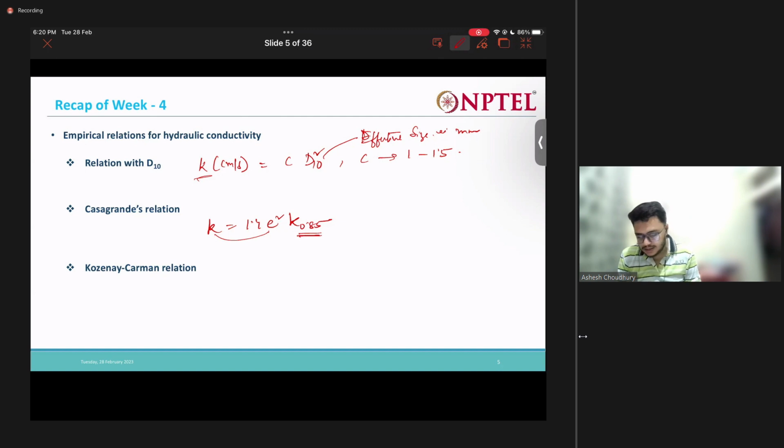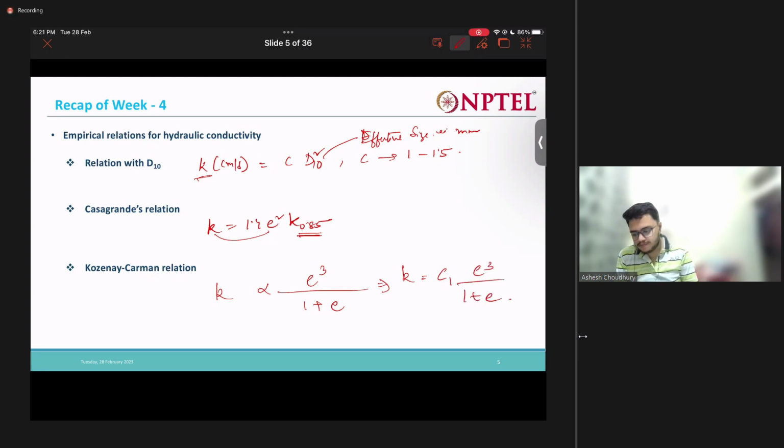Then we have the Kozeny-Carman relation. In this relation, the hydraulic conductivity K is proportional to e cube by 1 plus e. So we can write K is equal to C1 e cube by 1 plus e. This C1 is a constant which we can obtain by getting K at two different e values, and then we can solve the equations and get C1.